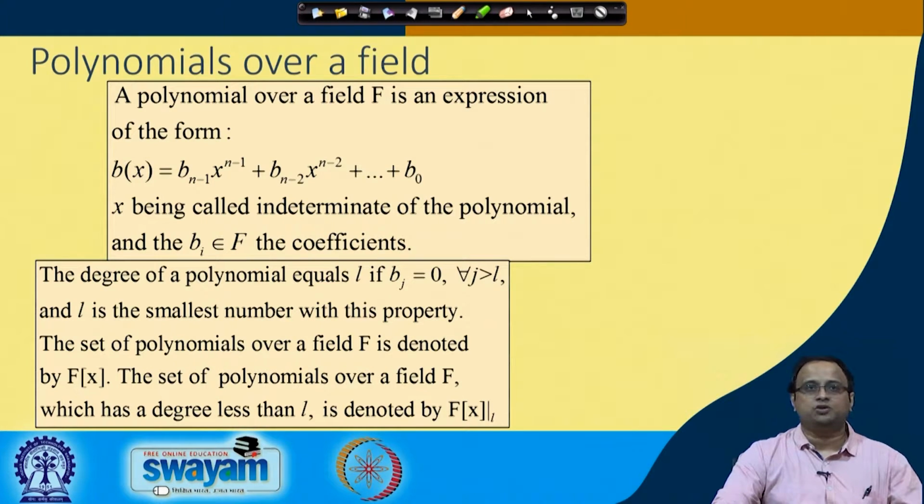Now what is the degree of this polynomial? The degree of this polynomial is equal to L if the value of b_j is 0 for all j greater than L. That means L is the smallest number with this property. The set of polynomials over a field is often denoted by F[x], and the set of polynomials over a field with degree less than L is often denoted as F[x] with the suffix L. So when we talk about binary finite fields, the polynomial b(x) will have coefficients which are either 0 or 1. That means the coefficients belong to the field GF(2), which has only 2 elements, either 0 or 1.